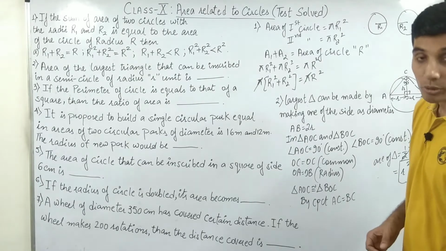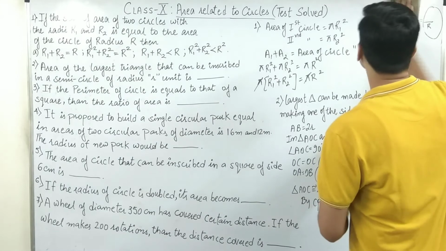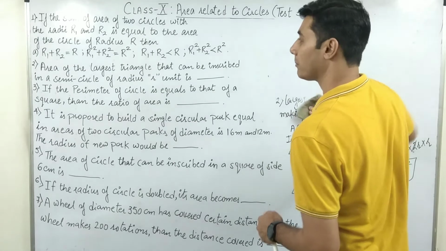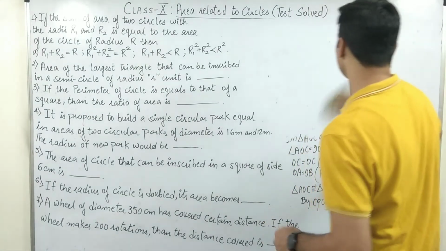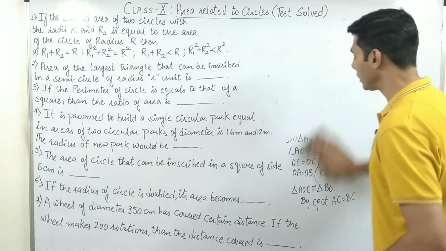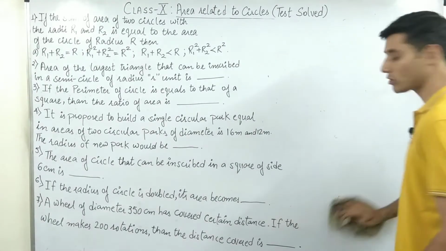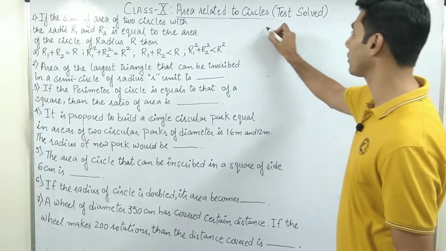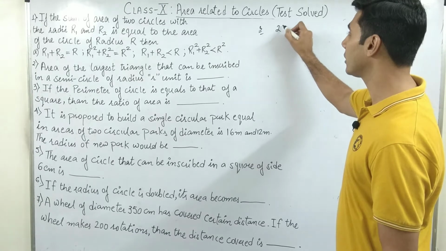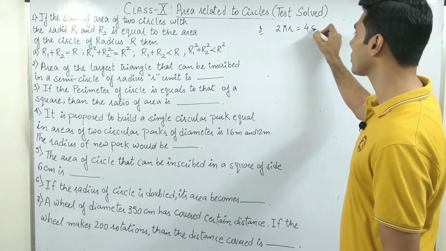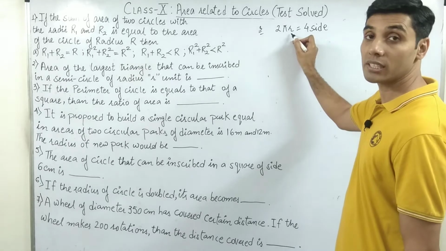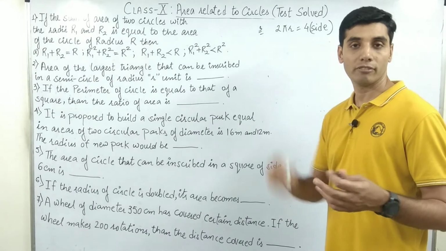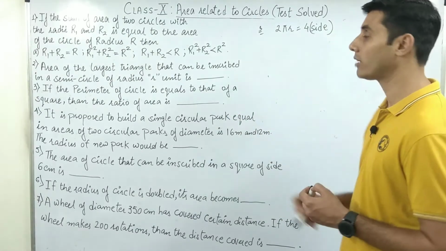Let's move on to the next question, that is question number 3. Now what is over there in question number 3? Question number 3 says, if the perimeter of the circle is equal to the perimeter of the square, that's what they have said. If the perimeter of circle is equal to that of a square, coming to question number 3, the perimeter of the circle is 2 pi r and 4 times side. The perimeter of the circle is equal to the perimeter of what? The square. So if you know, 4 times side is the perimeter of the square.